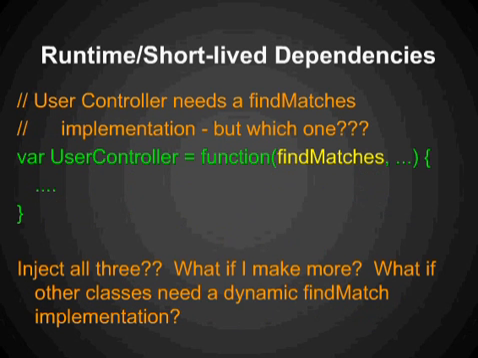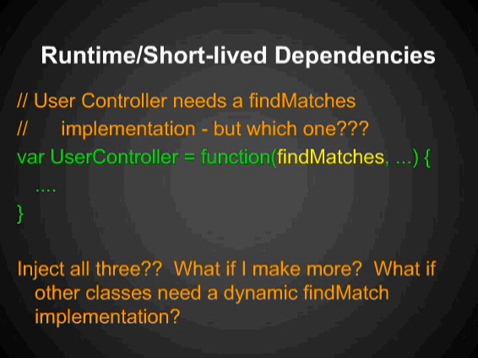Okay, so here's what I was talking about in our user controller. We want to inject one of these find matches strategies or algorithms into our user controller that's going to deal with returning the user his matches. But the problem is we don't know which one to use, right? The user is going to dynamically choose, and since we can't read his mind quite yet, we have a problem.